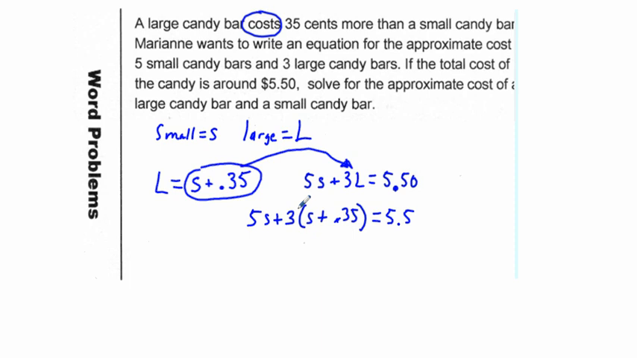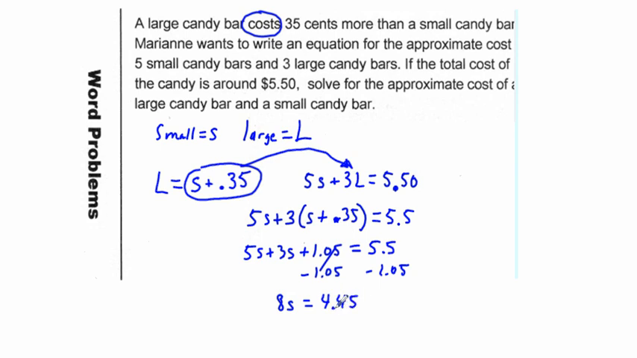And then just using our distributive property, we have 5S plus 3S. And then we have 3 times 0.35. Well, 3 times 0.35 is going to be 1.05. And that's equal to 5.5. And then if we subtract the $1.05, and 5S plus 3S, that's 8S. So we have 8S is equal to 5.5 minus 1.05 is going to be 4.45.